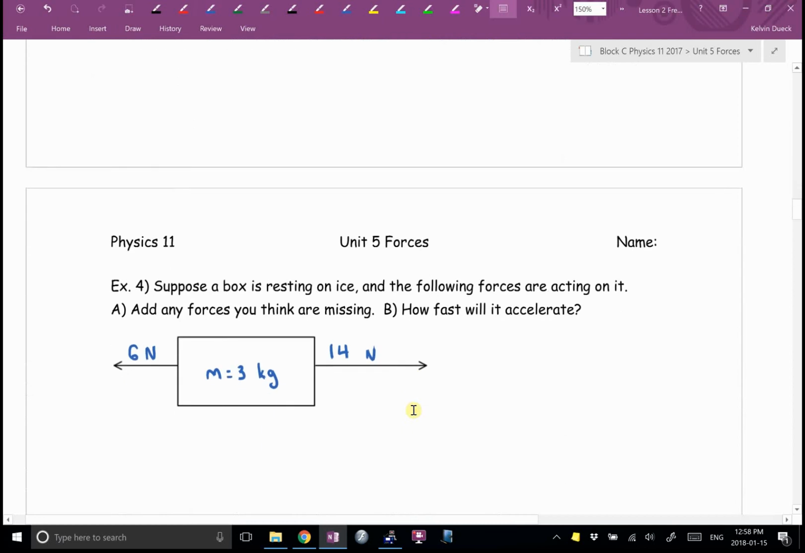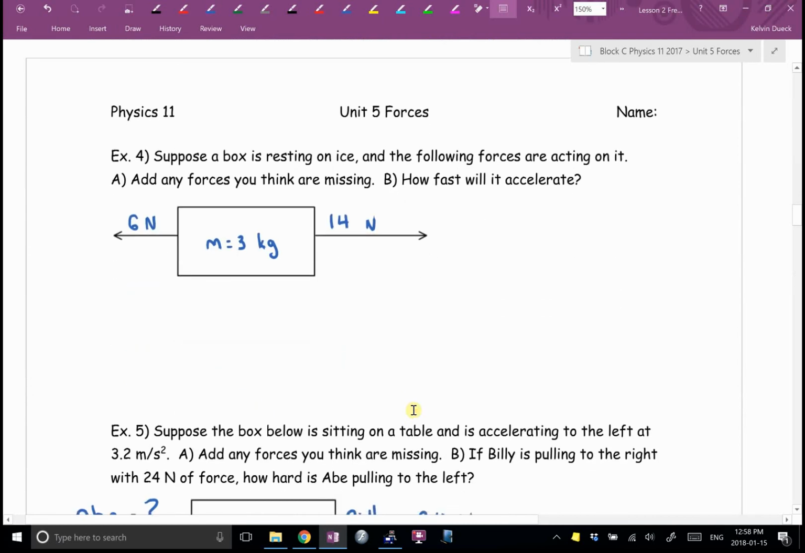Let's look at an example. I'd like you to imagine a box is resting on ice, and you know the following forces are acting on it. A says, add any forces that you think are missing. You know what this is a job for? A free body diagram. I'm going to do the free body diagram right here. There's the box. Now, they already told me that I have 14 newtons that way, and I have 6 newtons that way.